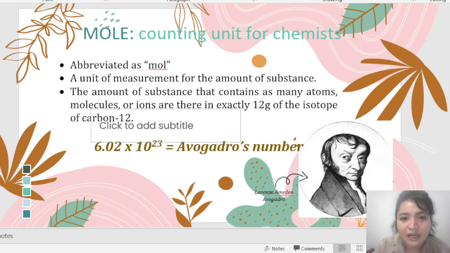So let us start first by defining what is a mole. This is the counting unit that is used for the chemist, and this is also the amount of substance that is being present in a molecule, in an ion, in an atom, or in a formula unit that is found in exactly 12 grams of carbon 12 isotope. We have the value of Avogadro's number, and this is 6.02 times 10 to the 23rd power.